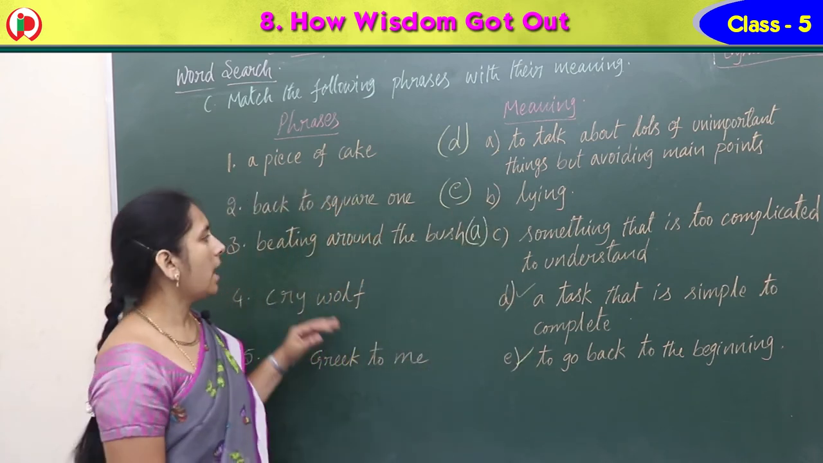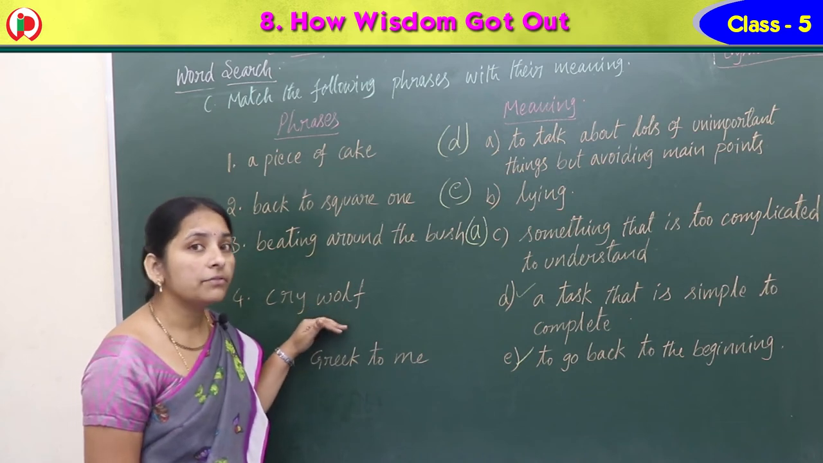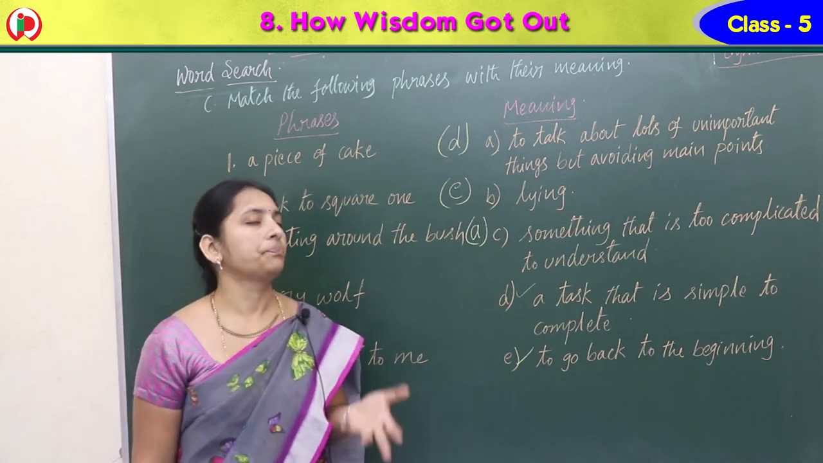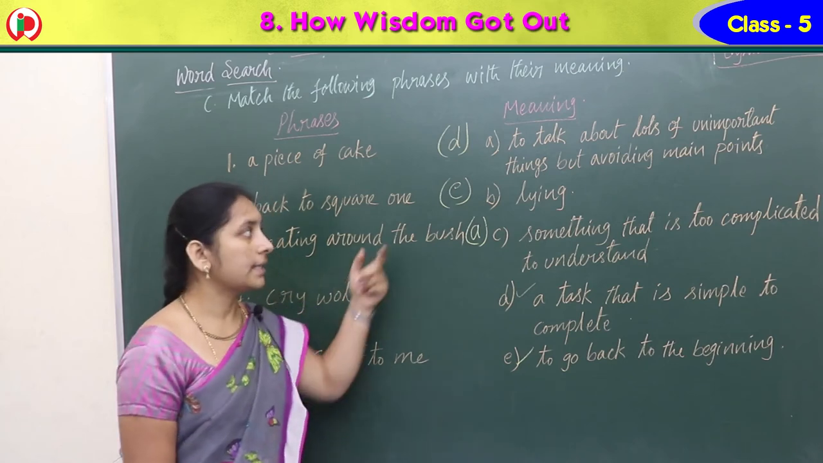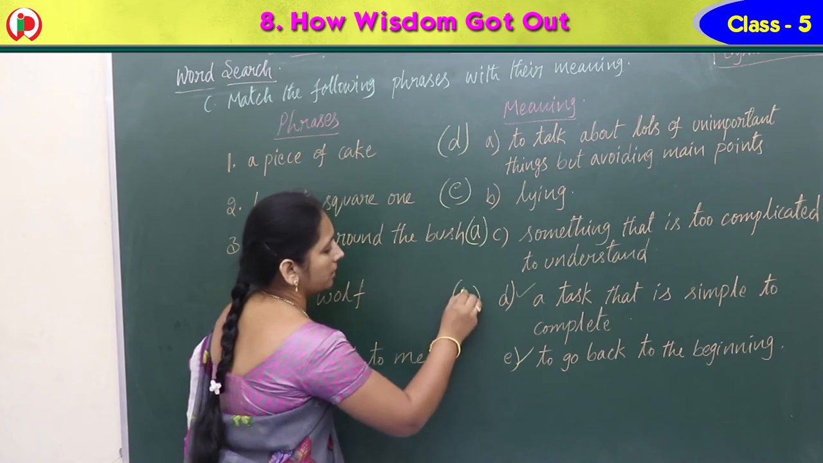Okay, now see this one. Cry wolf. Cry wolf means lying. Wolf cries. Can we believe them? No. So they are lying. That's why cry wolf means option B.